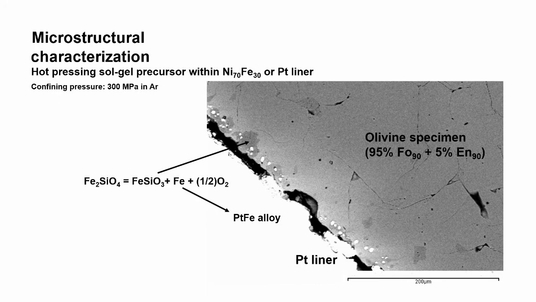Previous studies found that grain growth within olivine is facilitated by oxidizing hydrous conditions and high temperature. By choosing different metal liners attached to the olivine sample, we could control the redox condition during hot pressing and therefore control the grain size of the sample.